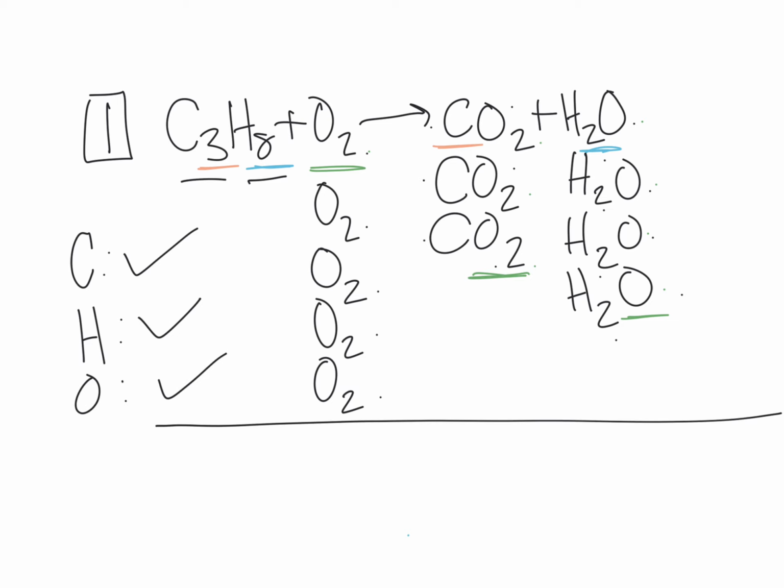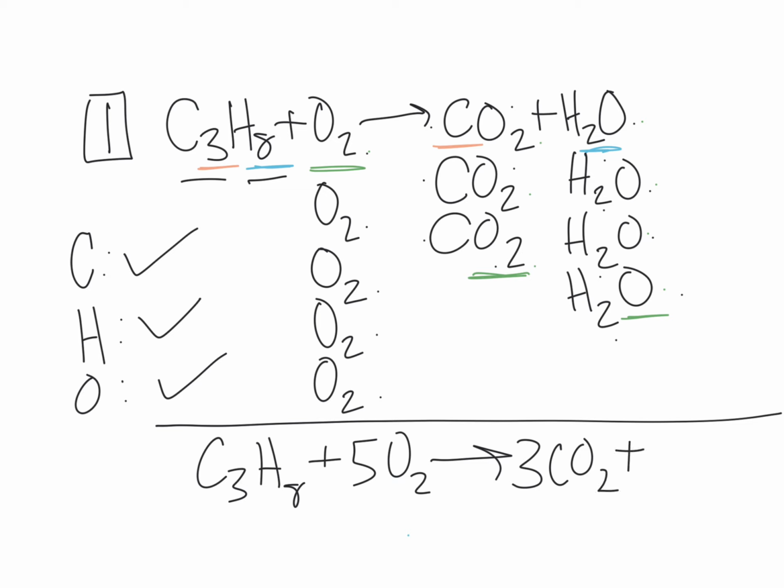And our last step is to write down the coefficients. You can write down coefficients by counting up the number of each molecule you used. You used 1 C3H8, and we don't have to write 1s as coefficients, so we can just write it as C3H8 plus 1, 2, 3, 4, 5 O2s, and that yielded 3 CO2s and 4 H2O. So your balanced chemical equation is C3H8 plus 5O2 yields 3 CO2 plus 4 H2O.